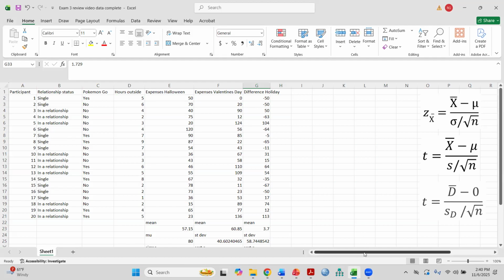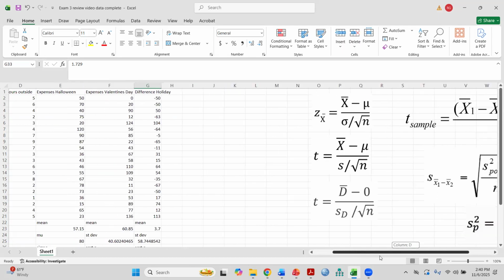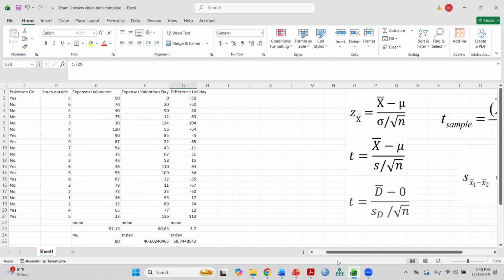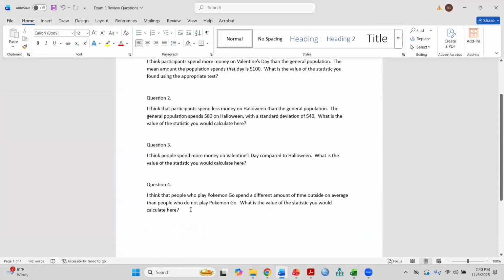Okay, almost there. We've got one more, and this one's going to be for all the marbles. The independent samples t-test is definitely going to take a bit of doing. So let's see what our question is here. I think people who play Pokemon Go spend a different amount of time outside on average compared to people who do not play Pokemon Go.